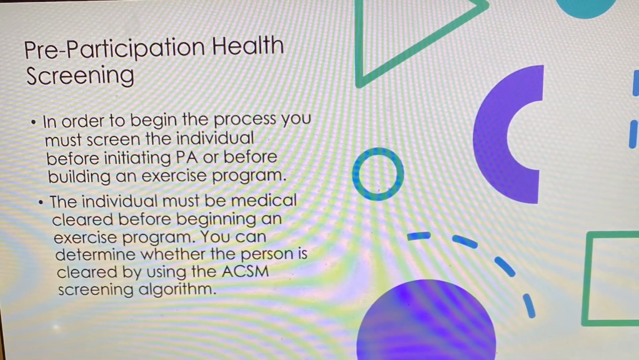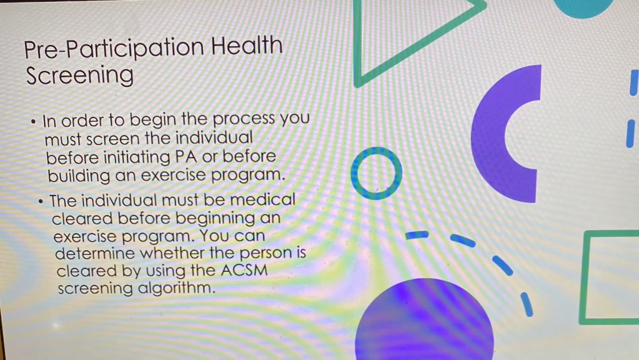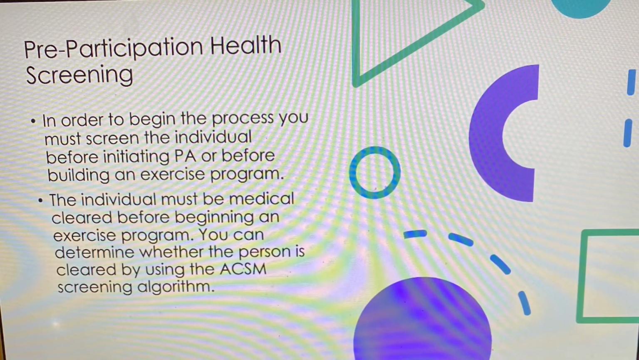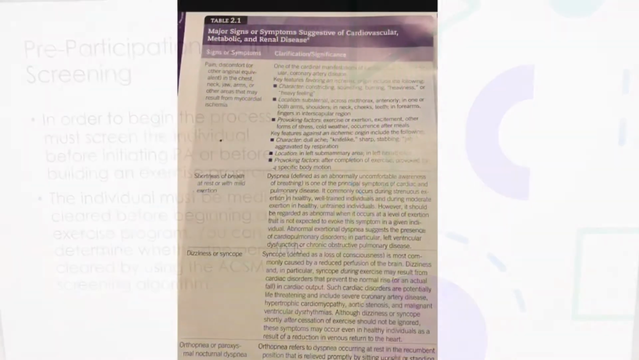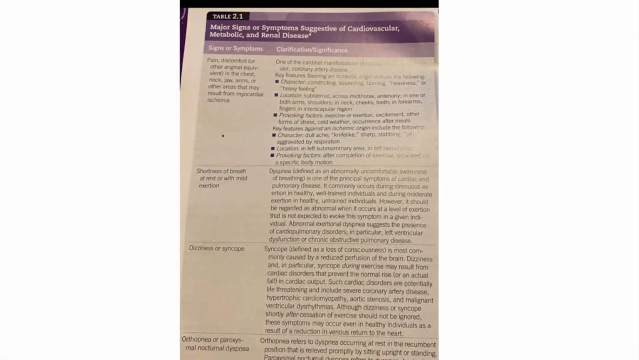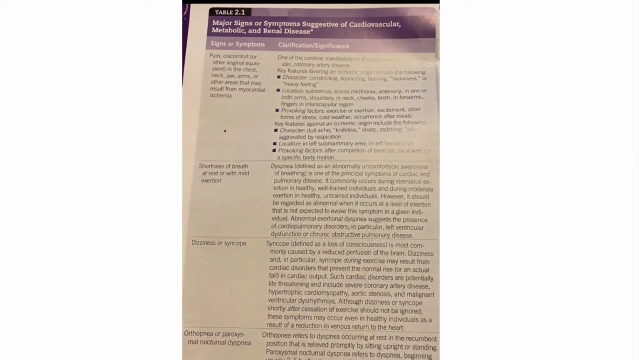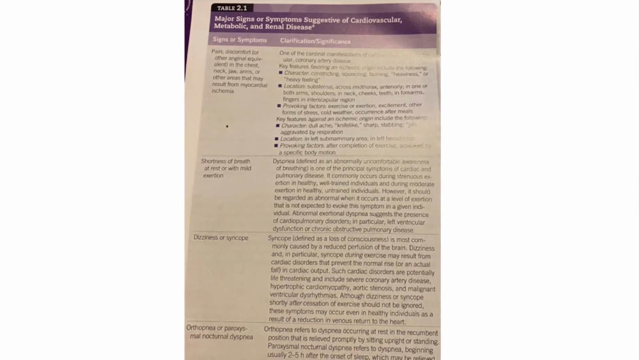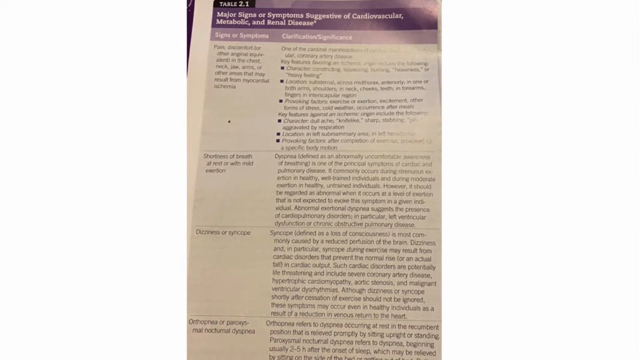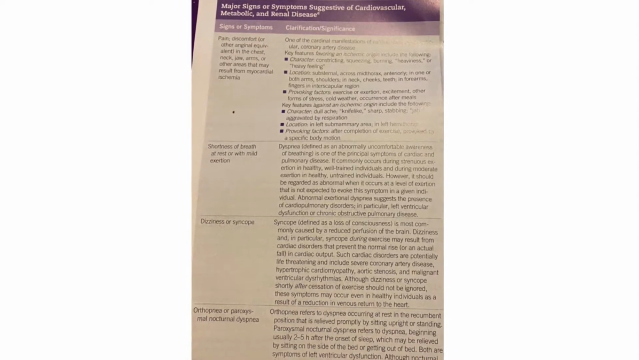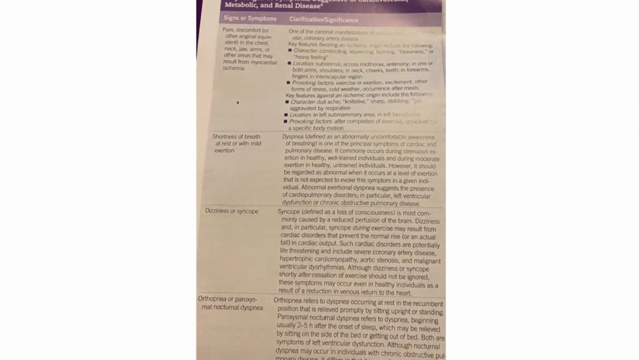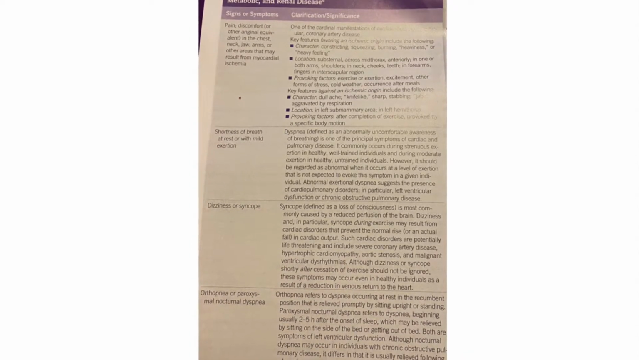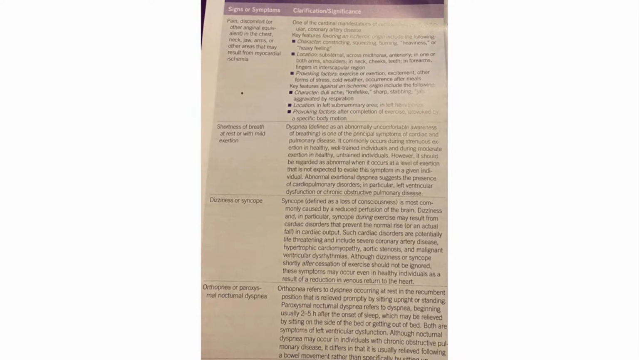During the screening, if it comes about that the individual needs medical clearance, it should be cleared by the primary doctor, internist, or cardiologist before anything takes place. The major signs or symptoms of cardiovascular, metabolic, and renal disease are pain or discomfort in the chest, neck, jaws, and arms. Normally, it's a dull ache, sharp, or stabbing pain. Another one is shortness of breath at rest or with mild exertion, and dizziness. Dizziness after exercise should not be ignored at all.